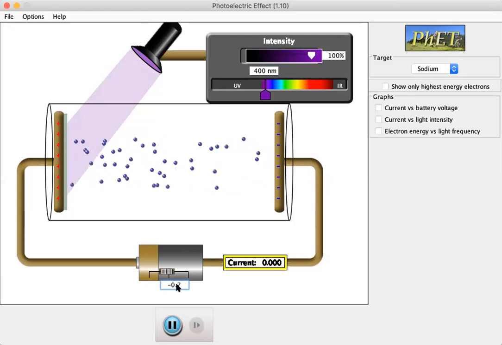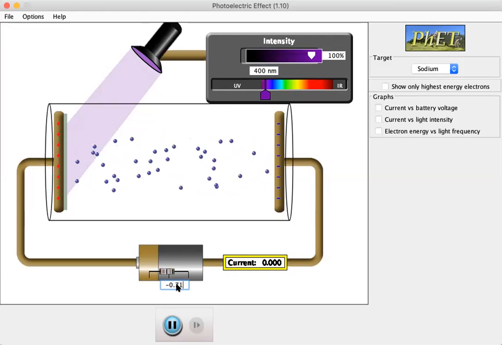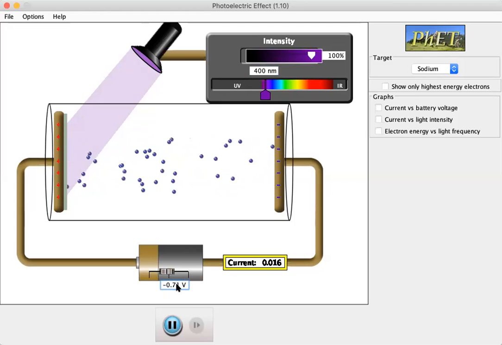If I go minus 0.71, I should still detect a small current. So minus 0.72, that is the exact value at which we get no current. So this is the stopping potential or stopping voltage when the wavelength is 400 nanometers. And I will take note of these two data points in my table.